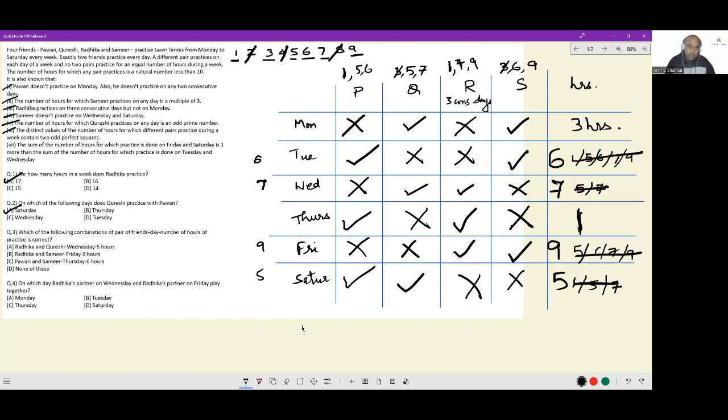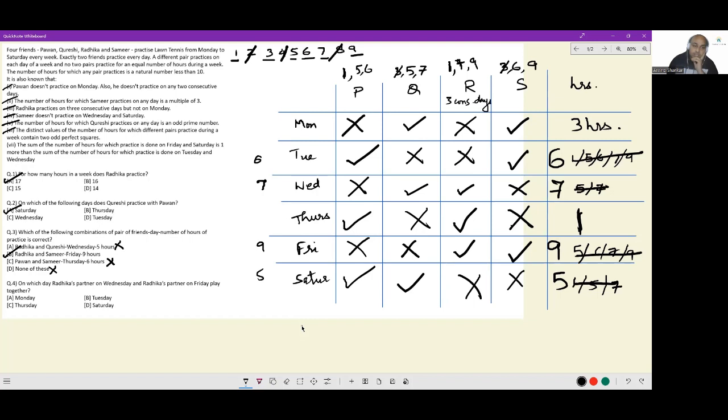Option A. Which of the following combinations of pair of friends, day and number of hours of practice is correct? Radhika Qureshi. Radhika Qureshi is 7, but it says 5. Radhika and Samir, Friday 9. Radhika, Samir, Friday 9. Yes, this is correct. Pawan and Samir, Thursday 6. Thursday is not Pawan and Samir, so this is anyway wrong. And of course, B is wrong, so answer has to be option B.